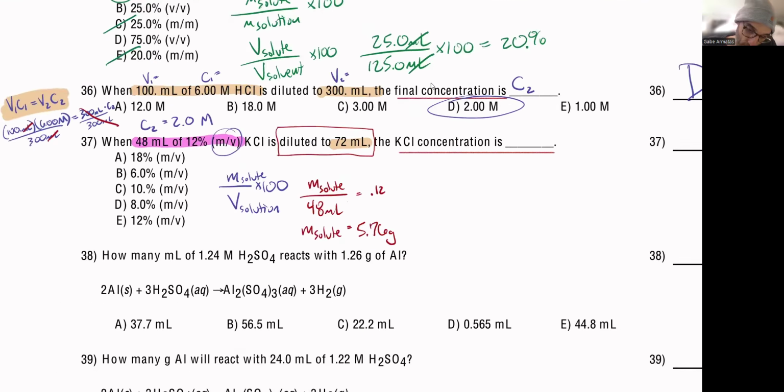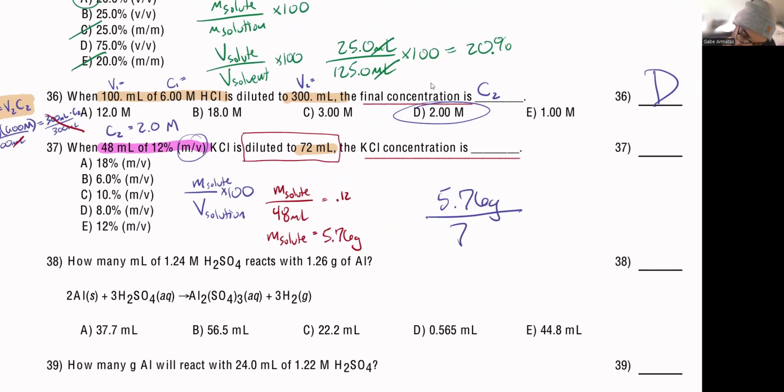Good. So way more complicated again than it needs to be. My mass of solute for the new solution is 5.76 grams. That does not change, right? By adding more water, that doesn't change. My new volume was 72 milliliters. I want to know what the new percentage is. So 5.76 divided by 72, enter, times 100 gives me 8%. So 8%, D, is the answer for this one. It's a good little problem, way more complicated than it needs to be. All right, moving on.